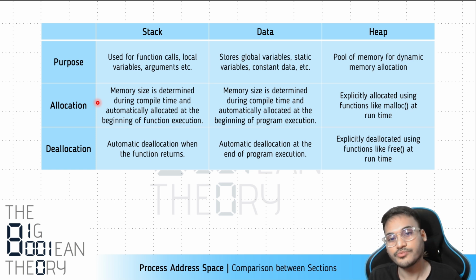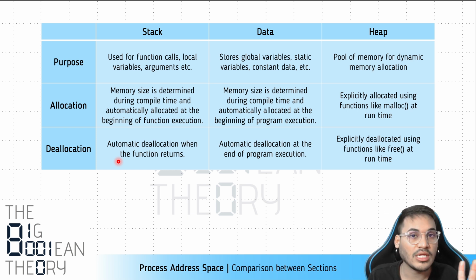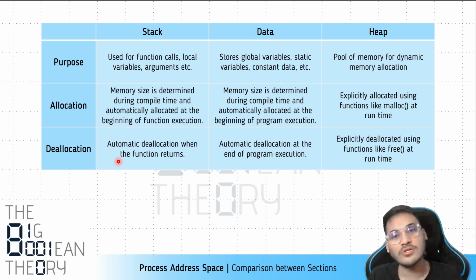And let's quickly talk about the deallocation also. Just like when the function is called, the allocation is taken care of by the operating system, in the same way, when the function returns, the deallocation will be taken care of by the runtime or the operating system, right? So here you don't have to do anything. As a programmer, you just write your function.